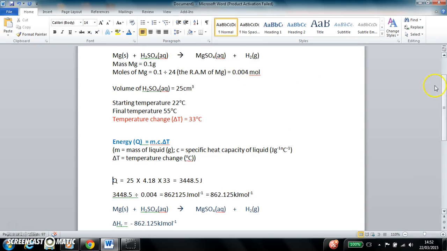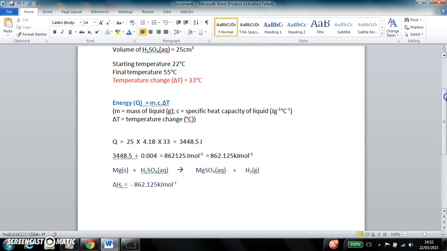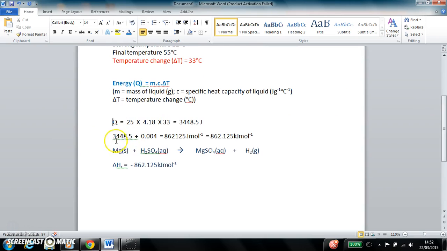But we need to remember that that 3,448.5 joules is produced by 0.004 moles of magnesium. And the standard practice here, if we look at the equation, is to quote our energy change per the equation. So in this case, we need to write it per mole of magnesium, and the equation refers to 1 mole of magnesium reacting with 1 mole of dilute sulfuric acid to make 1 mole of magnesium sulfate and 1 mole of hydrogen gas. So the energy change is the energy change for this reaction divided by the number of moles of the magnesium which cause the enthalpy change.